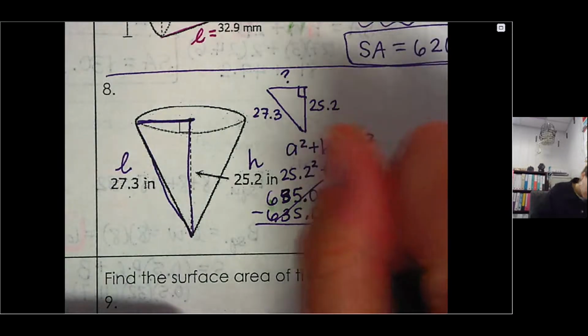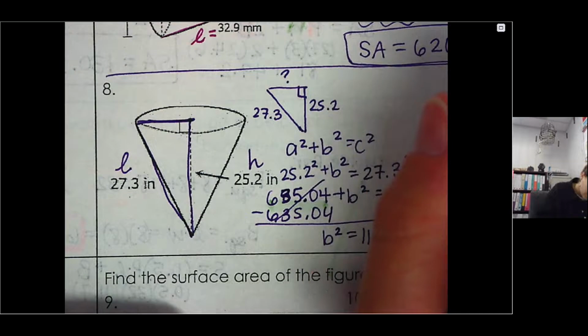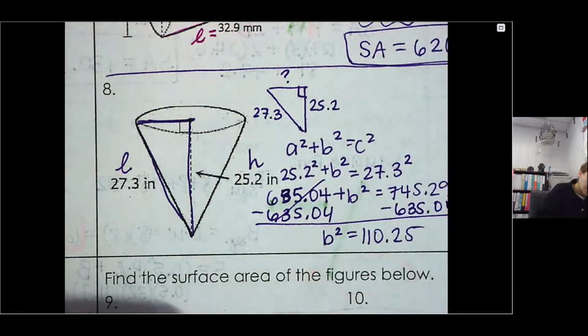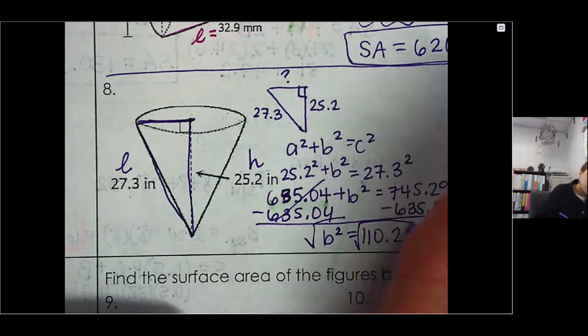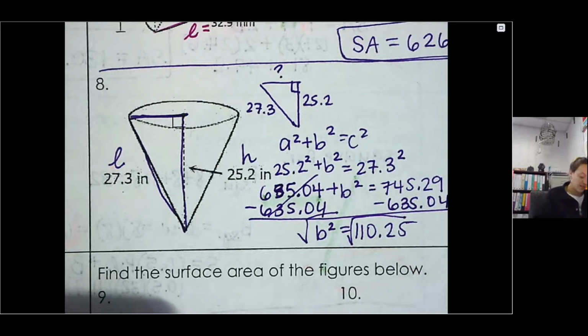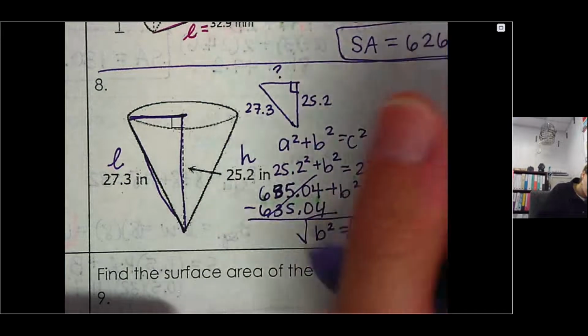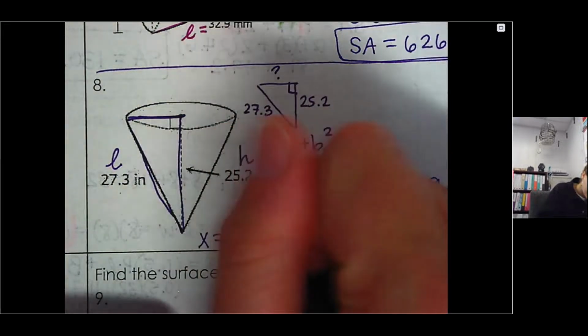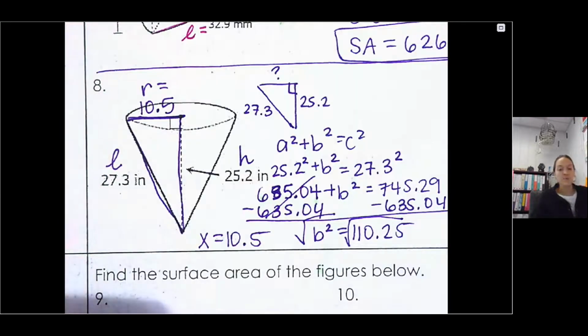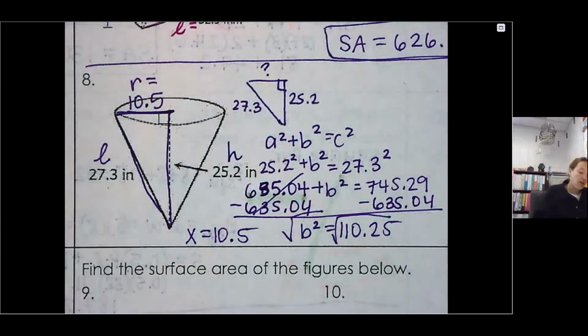I get B squared equals 110.25. And then the final step is to square root both sides by pushing shift and then x squared. And I get that my x value, or my radius, equals 10.5. So my radius is now 10.5.